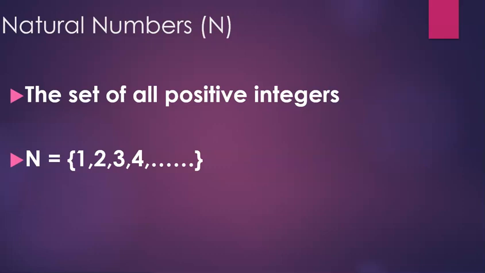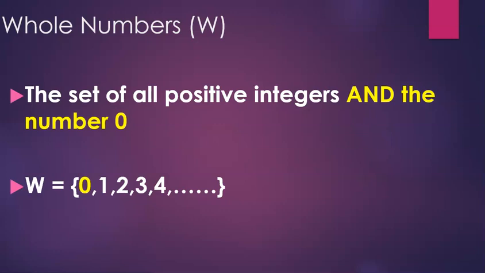Okay, simple enough. The next one up is whole numbers. All whole numbers are natural numbers plus the number 0. So it includes the entire set of natural numbers as well as the number 0. That's why I have highlighted 0 here specifically, so you know that whole numbers not only include natural numbers, but also the number 0.